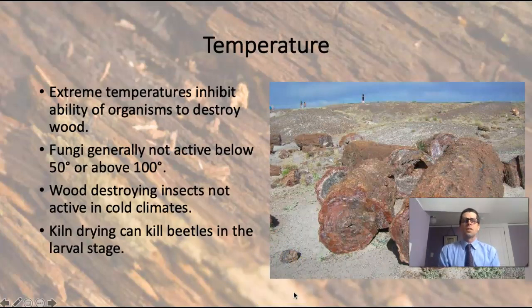Temperature is another one that's kind of difficult for us to control, but it's also the reason why you see petrified wood in the desert, okay? All of these organisms have a hard time functioning above certain temperatures, okay? And I have written down here, fungus aren't active below 50 degrees and above 100 degrees, okay? All of the insects that like to decay wood, generally not active in cold climates or incredibly hot climates.